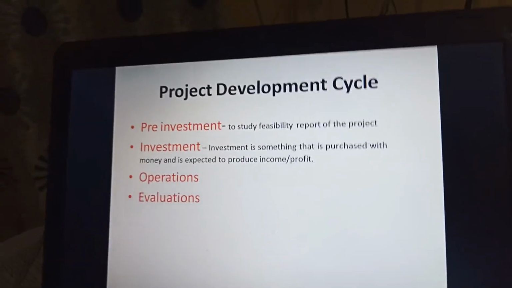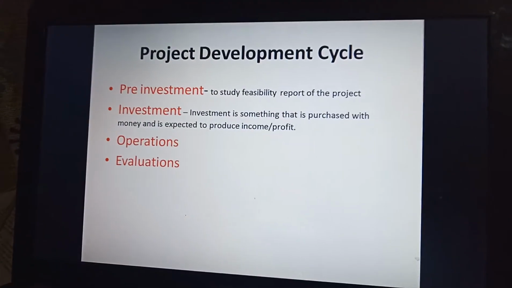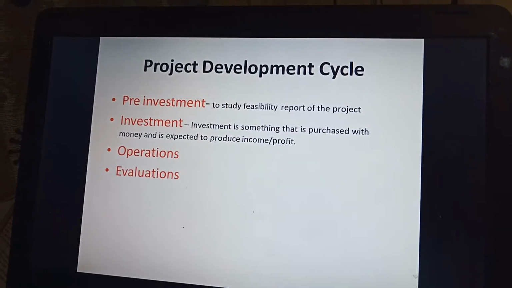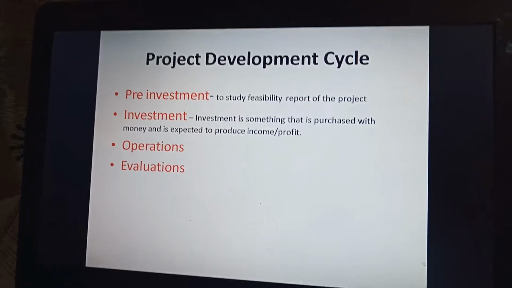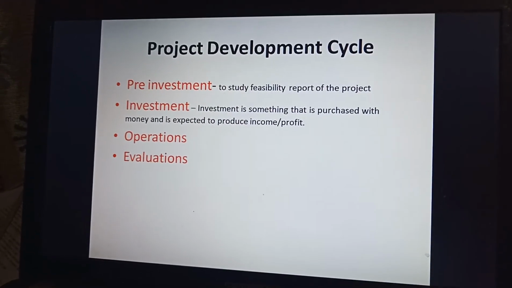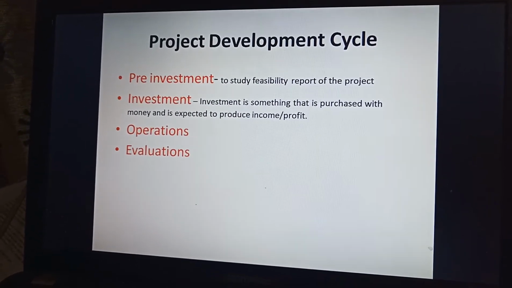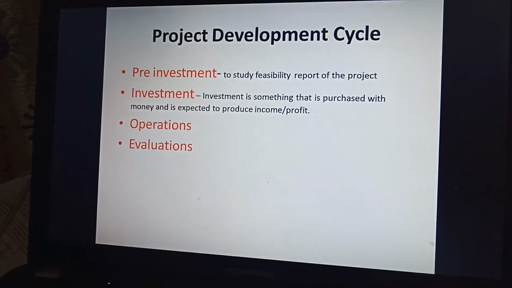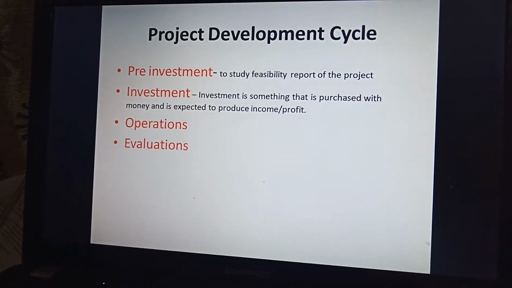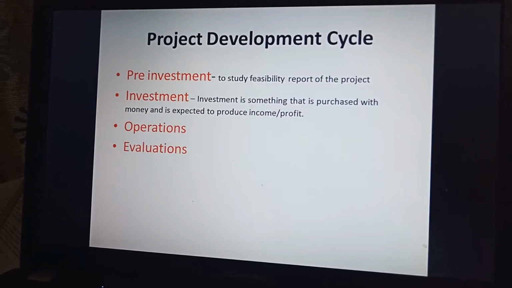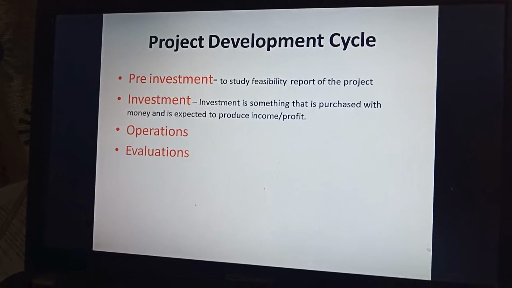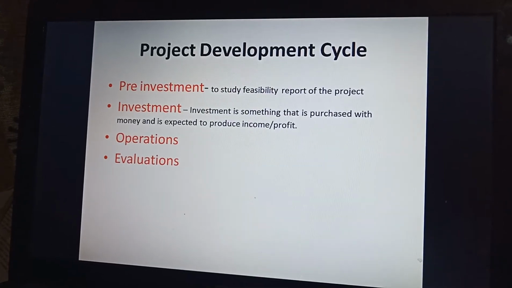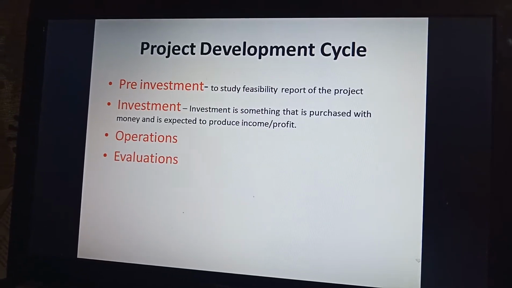So we can say project development cycle involves pre-investment, which studies feasibility report of the project. Then investment is done. Investment is something that is purchased with money and is expected to produce income or profit. Then operations, and then evaluations.